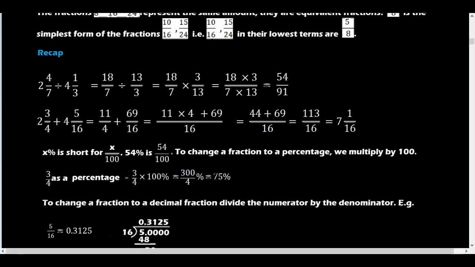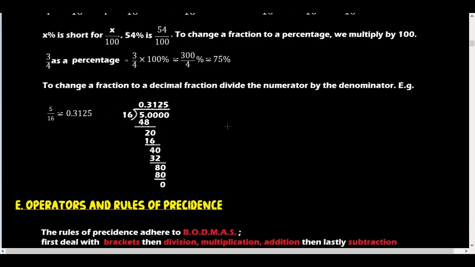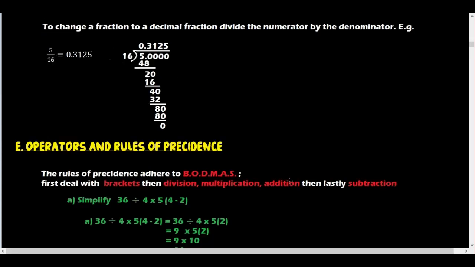Now, we want to express fractions as percentages. And x percent is short for x out of 100. What do I mean by x? X can be any number, for example 60. If you say we have 60%, it means it's 60 over 100. Then to change a fraction to a percentage, you multiply by 100. Then expressing 3 over 4 as a percentage, we say 3 over 4 times 100. Then we get 75%.